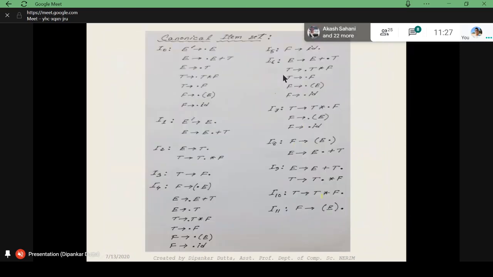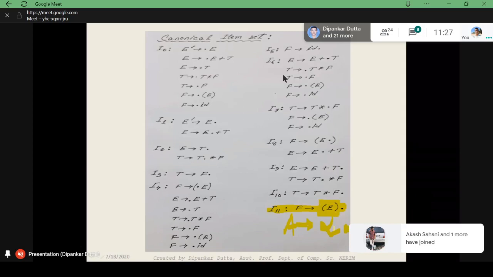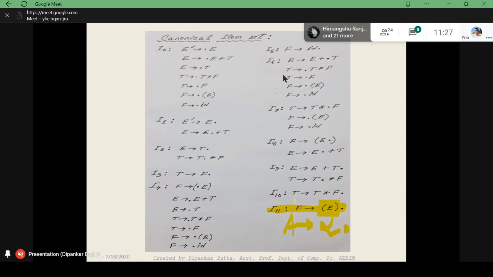Here is another example like this, the last one: I11, F implies left parenthesis E right parenthesis dot. What is alpha here? Can we compare it with A implies alpha dot? Alpha is the whole part, the whole production. For this third rule we'll consider the whole part as alpha.